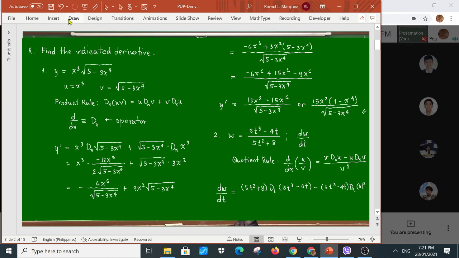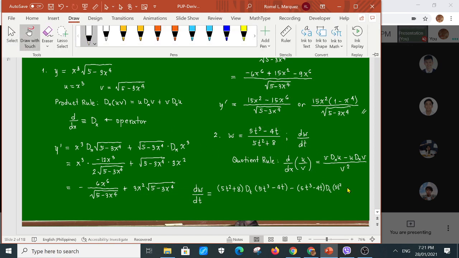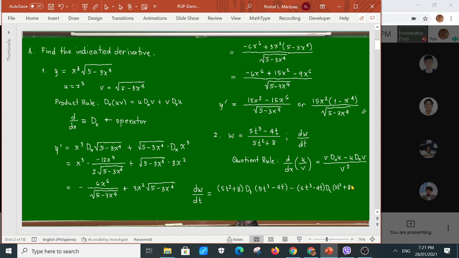Let me move a little. My blackboard is great, the writing moves, right? And then, continue. Plus 8. Check what I am writing, guys. All over, the square of the denominator: 5t squared plus 8 quantity squared. Okay, guys?